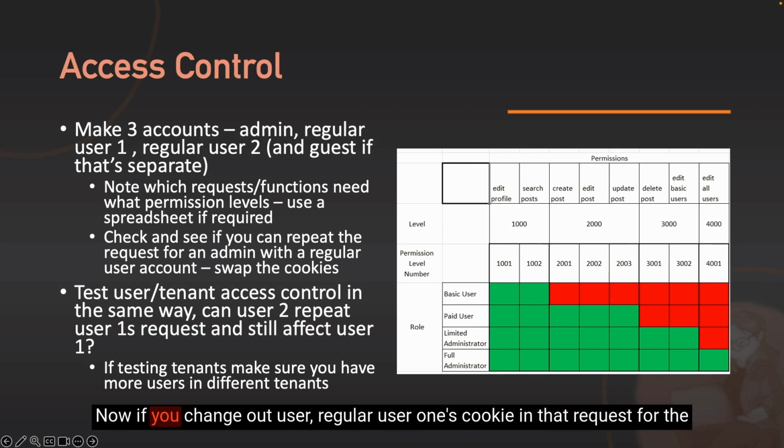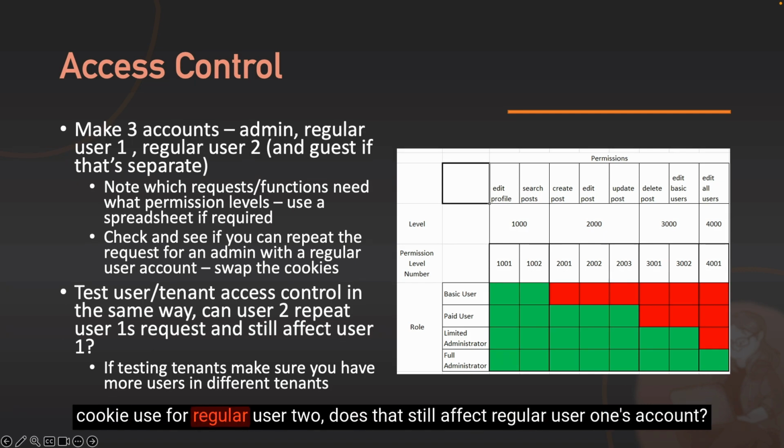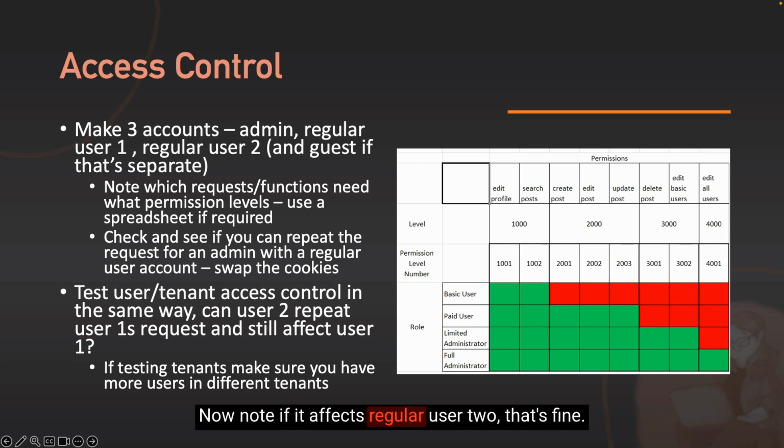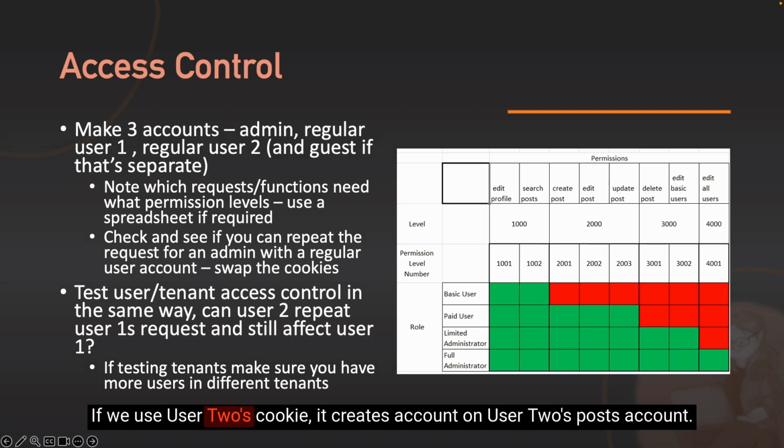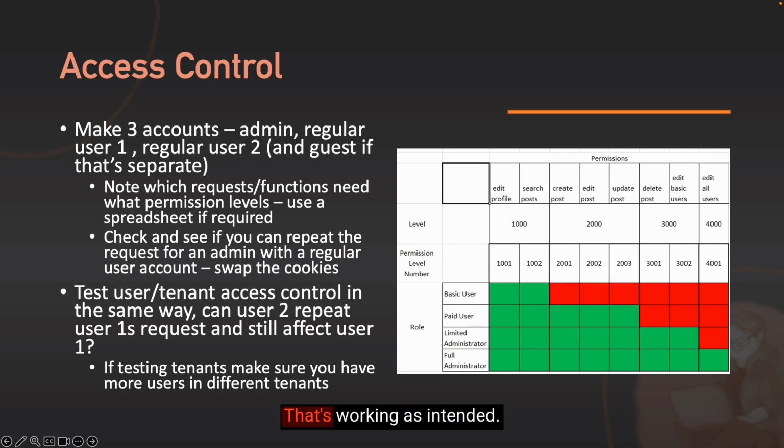Now, if you change out regular user 1's cookie in that request for the cookie used for regular user 2, does that still affect regular user 1's account? Now, note, if it affects regular user 2, that's fine. If we have, say, a create post endpoint, and if we use user 1's cookie, it creates a post on user 1's account. If we use user 2's cookie, it creates a post on user 2's account. That's fine. That's working as intended. That's not a vulnerability.